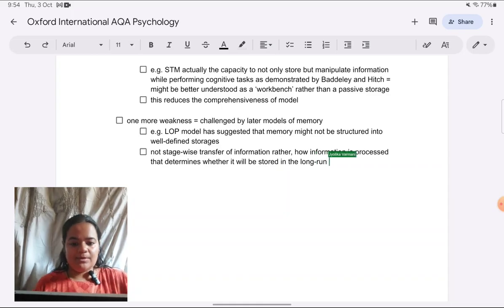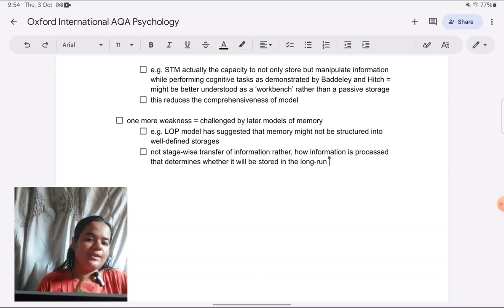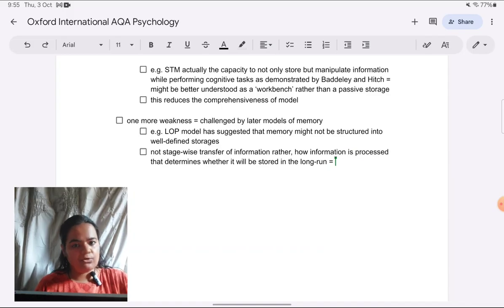Here, because we are talking about LOP, a definitive model we are giving as an example, we must give some definitive terminology from the model. We can't talk about it loosely. So we can say that in LOP, what has been suggested is shallow processing of information does not allow it to be stored permanently.